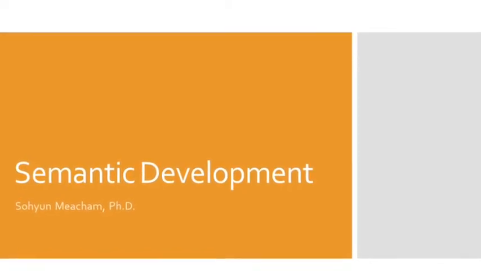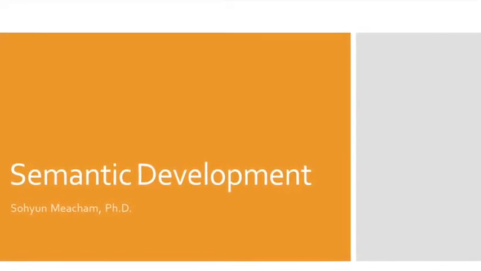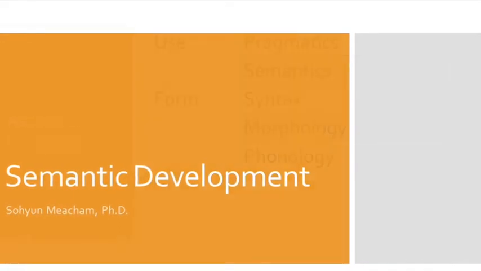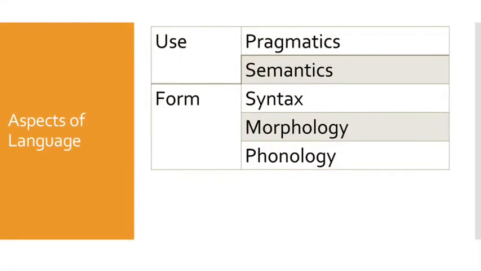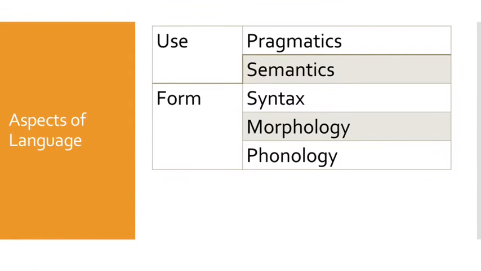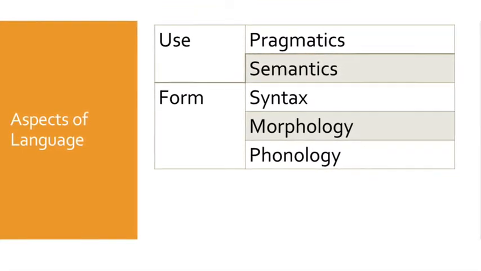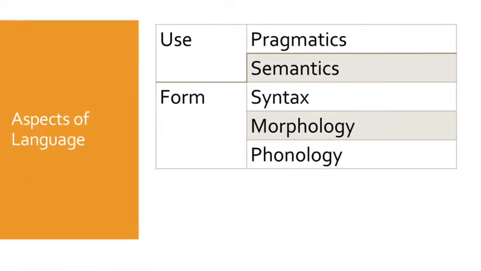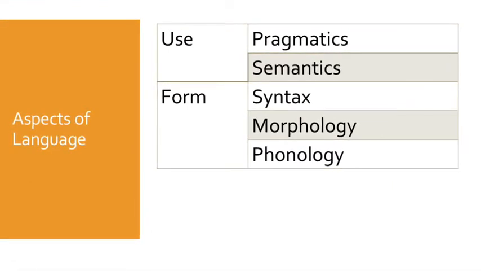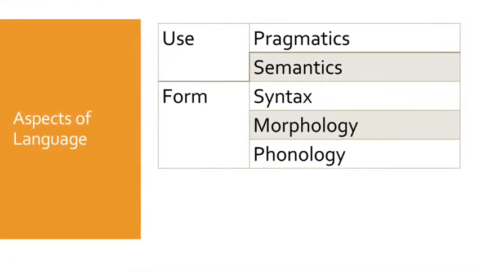This lecture is about semantic development by Dr. Seo-mi. There are 5 different aspects of oral language. Phonology, morphology, syntax are related to the form of language. Semantics and pragmatics is related to use of language.